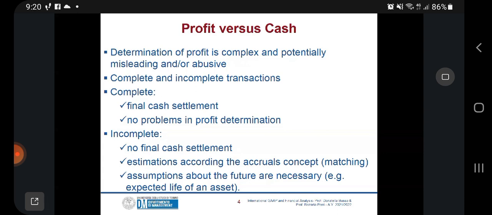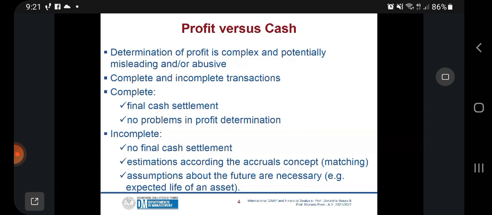Also, an example of incomplete transactions are sometimes the assumptions that we have to make about the future. For example, the expected life of an asset. You have discussed the depreciation of long-term assets, machinery and equipment, and you have already discussed that if you prolong the expected and useful life for assets, the amount of depreciation expenditure will be lower each year. Okay? So, if you lower the amount of depreciation each year, this means that you will have higher profit.